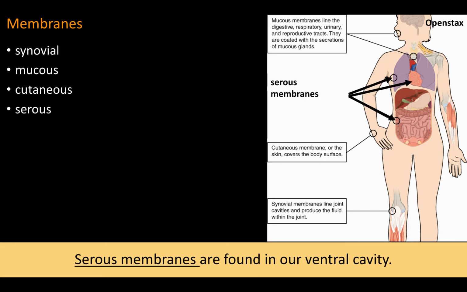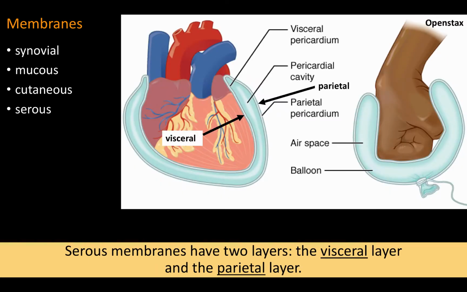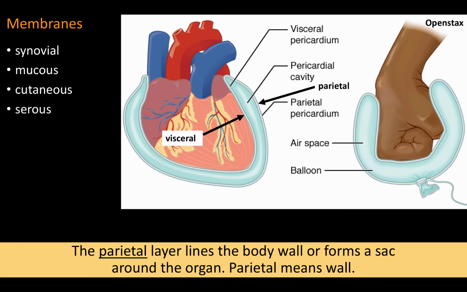Serous membranes are found in our ventral cavity. They cover organs and line the cavities, allowing connection and protection. Serous membranes have two layers, the visceral layer and the parietal layer. The visceral layer covers the outer surface of an organ. Viscera means organs. The parietal layer lines the body wall or forms a sac around the organ. Parietal means wall.